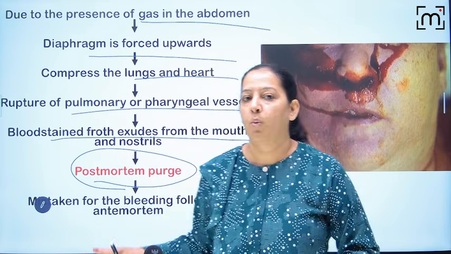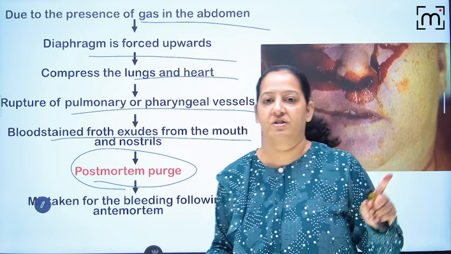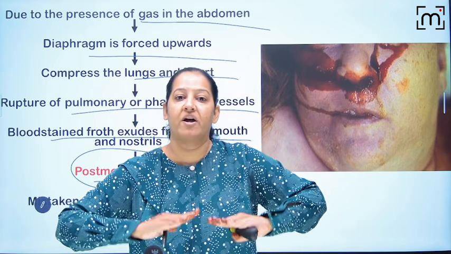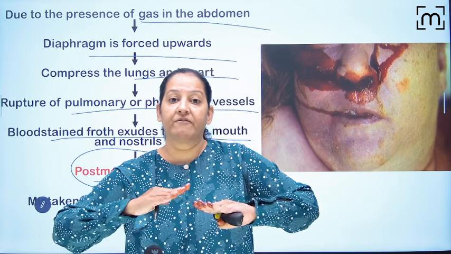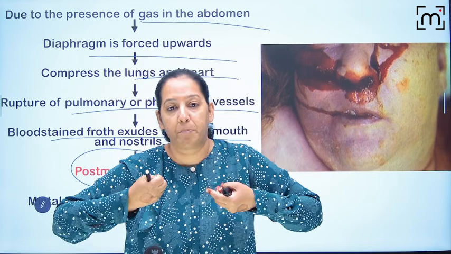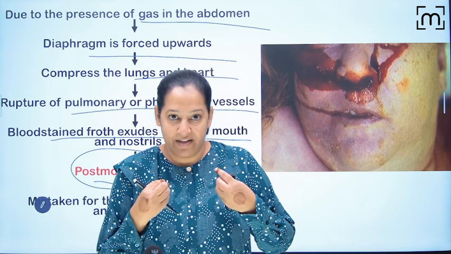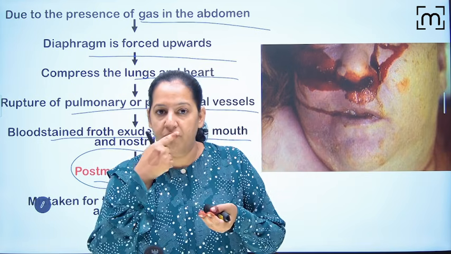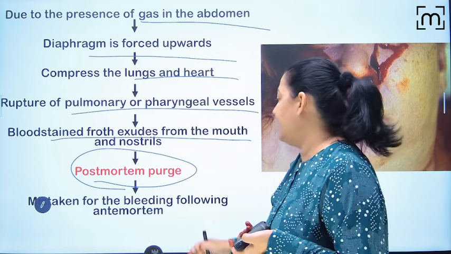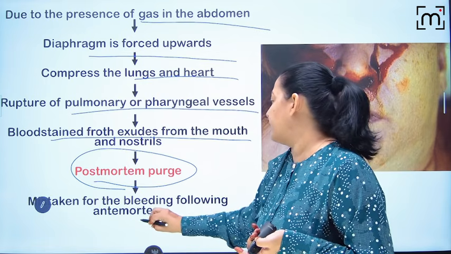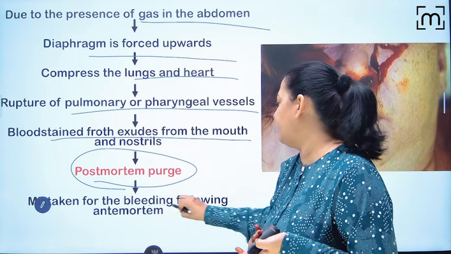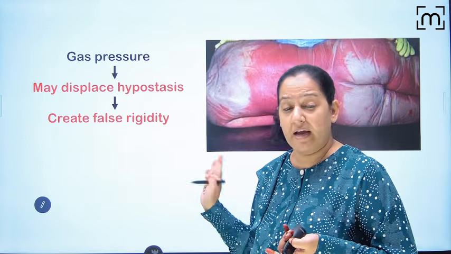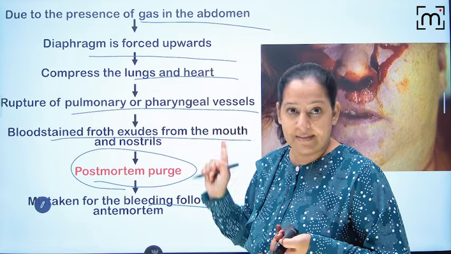Postmortem purge. Why is it there? Because of the gases in the abdomen, which push the diaphragm upwards, the lungs and the heart get compressed. So the vessels can get ruptured, and blood-tinged fluid comes out from the nostril and the mouth. It can be mistaken for bleeding following an antemortem injury. So it is postmortem purge. Got it? This is again due to gases in the abdomen.